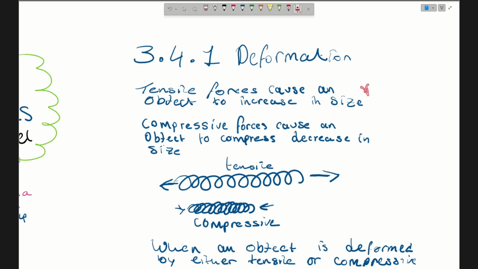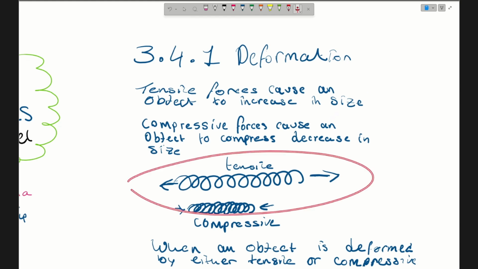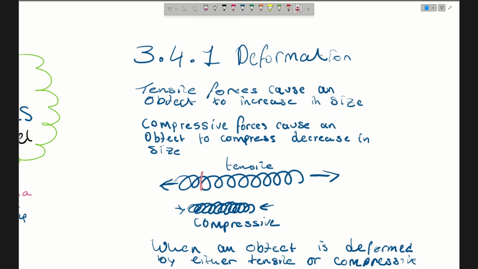So first off, the thing we need to know are tensile forces. We have a diagram down here as well to look at. These are forces which cause an object to increase in size. So imagine this spring. Imagine this was its original length between these, and the tensile forces will cause it to expand outwards. On the flip side of that, we have compressive forces, which are the exact opposite. They compress the object and decrease it in size.